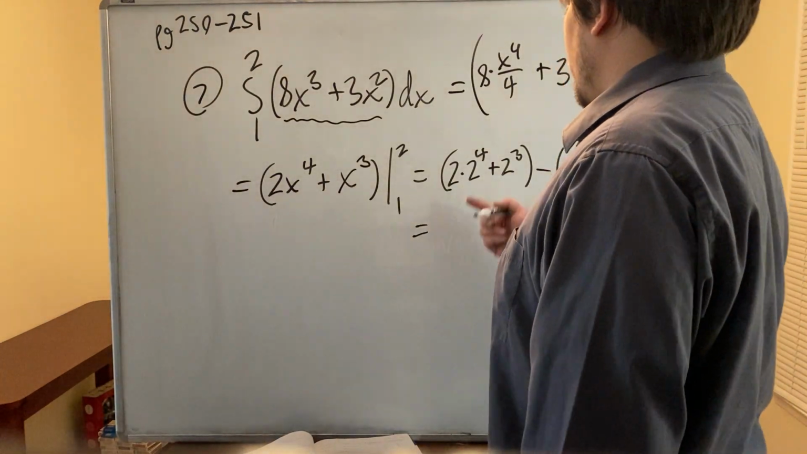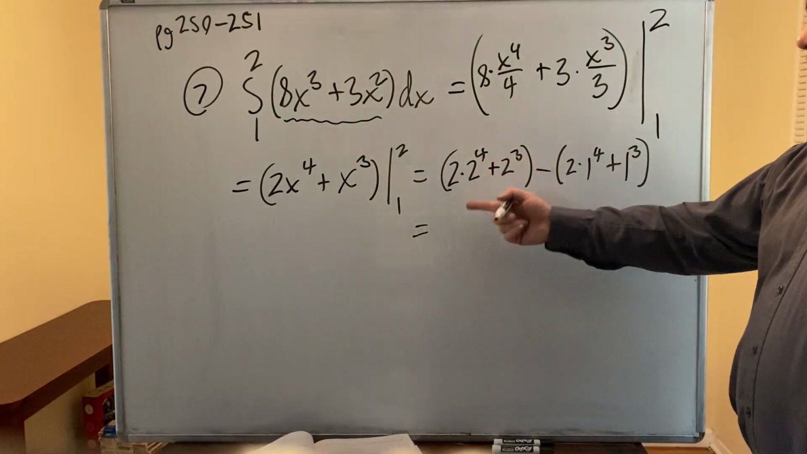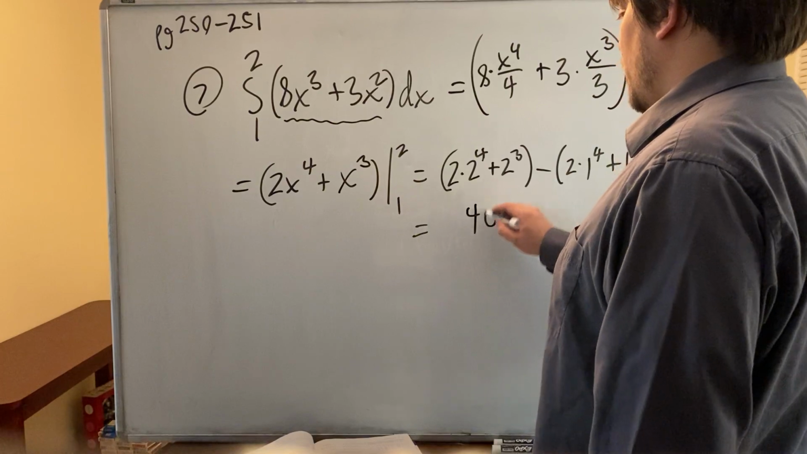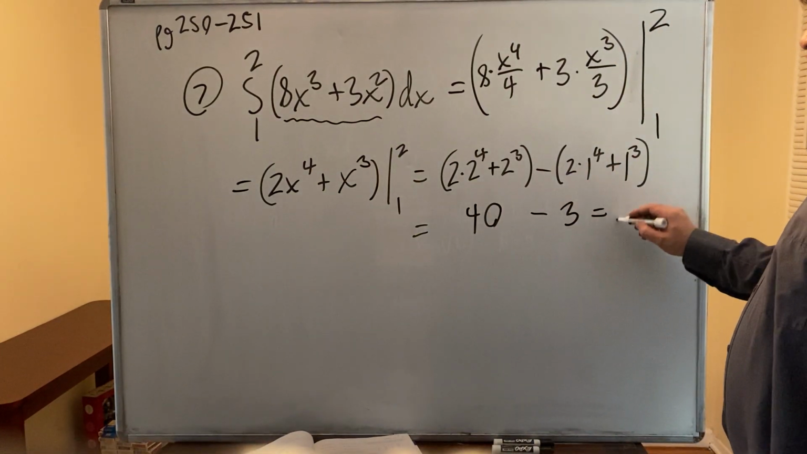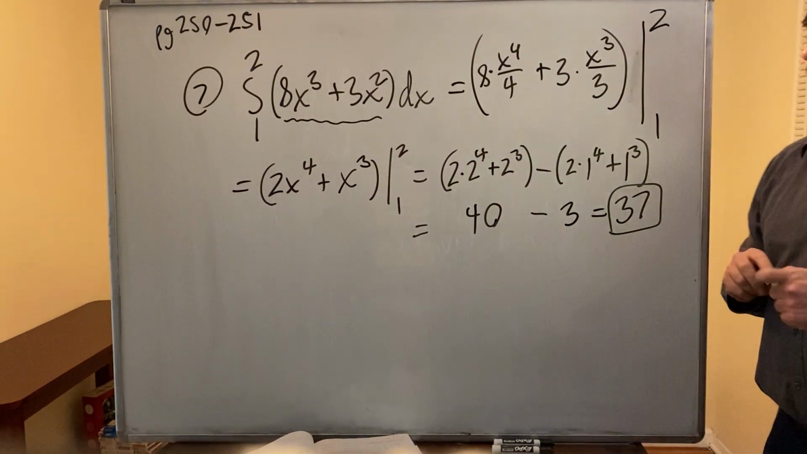Okay, so you calculate that and you get 32. 2 times 2 to the 4th: 2 to the 4th is 16, 16 times 2 is 32. 32 plus 8 is 40. So that's 40 minus 2 plus 1, which is 3. And so you get 37. And so that definite integral is equal to 37.